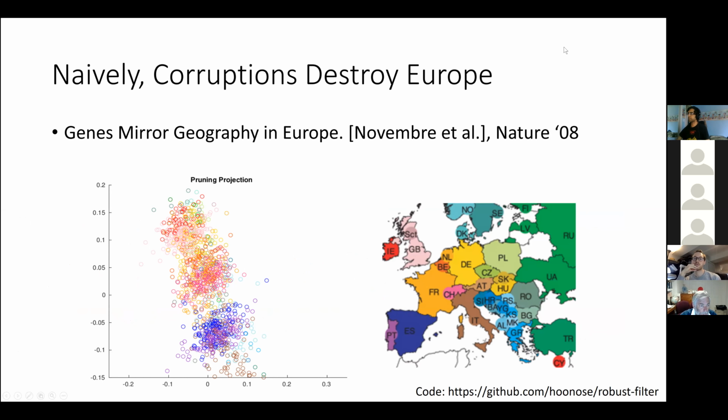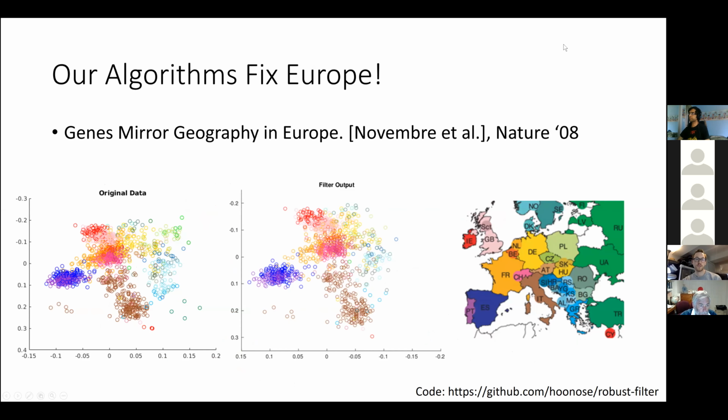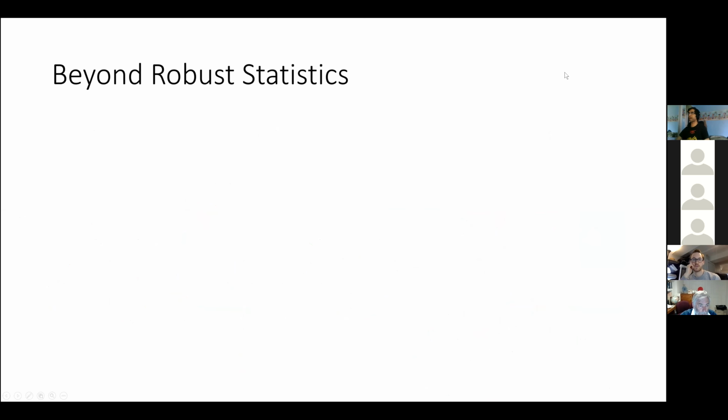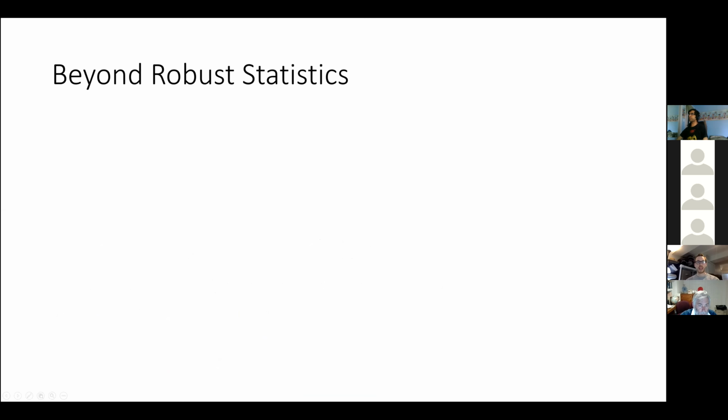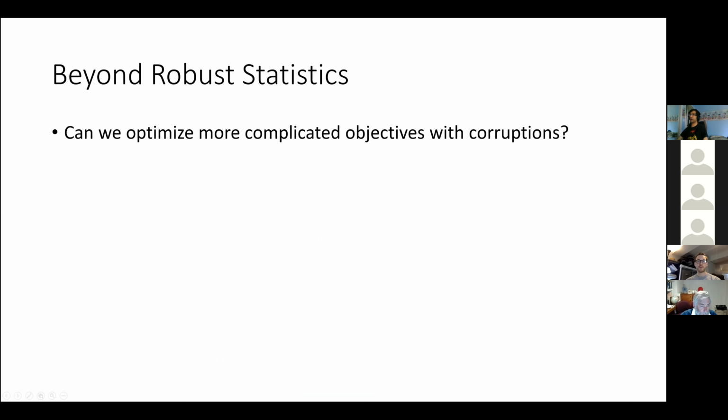Okay, thank you. Cool. All right, I'll move on to the last little vignette, which focuses more on supervised learning. This is a somewhat more recent paper, which we titled Sever, with a similar cast of characters. This one includes Jacob Steinhardt. Let's see if we can go beyond robust statistics. Can we optimize more complicated objectives with corruptions? Before we were just looking at mean and covariance estimation. Can we do something more?